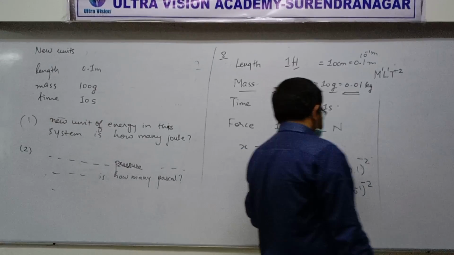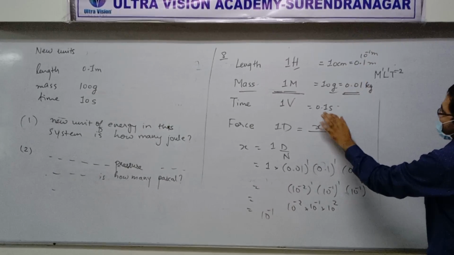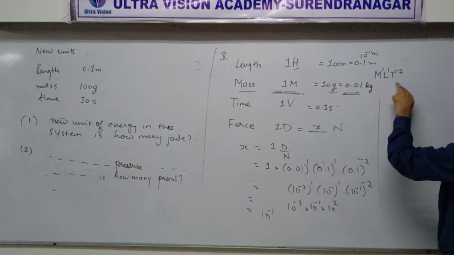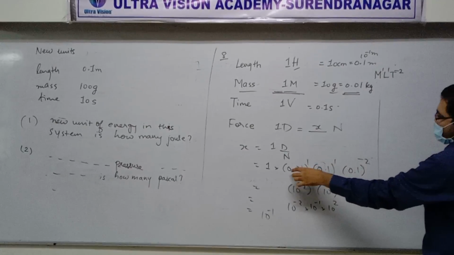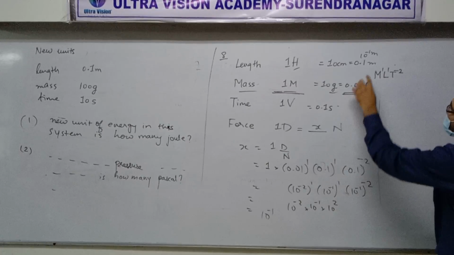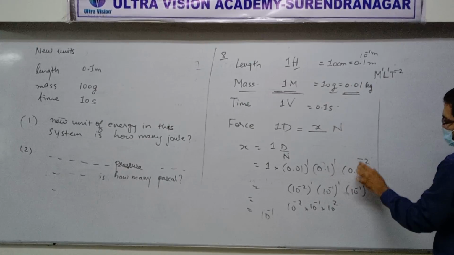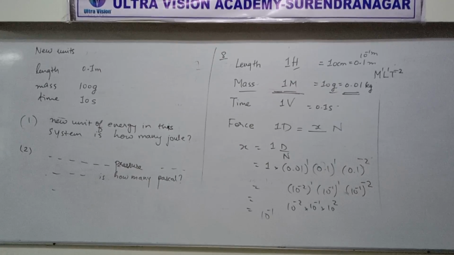See, why did we put these numbers specifically? By converting it to meter, kg and second, we use these relations: mass conversion raised to 1, then length conversion, 0.1, raised to 1, time conversion, 0.1, raised to minus 2. That's how you do it.